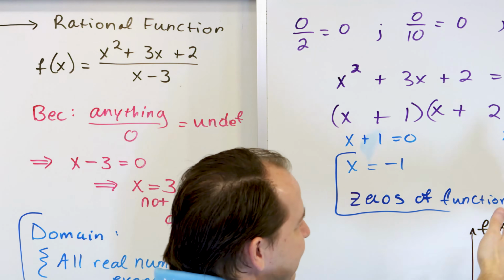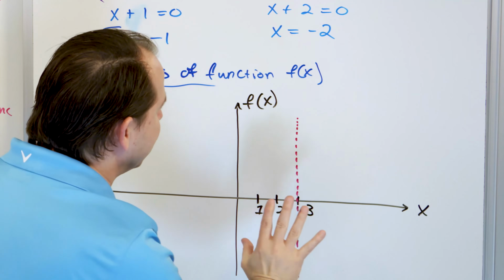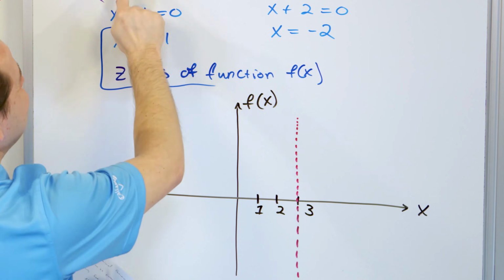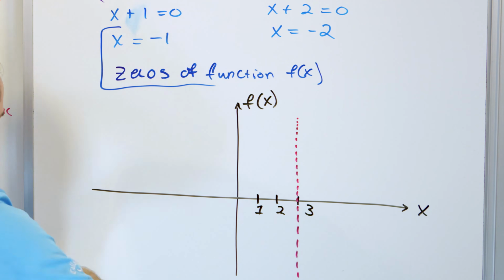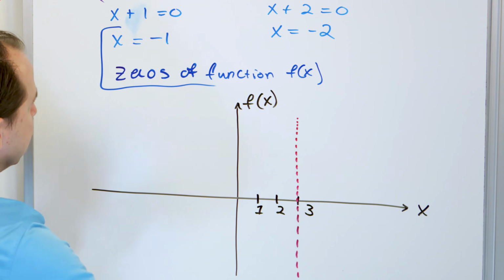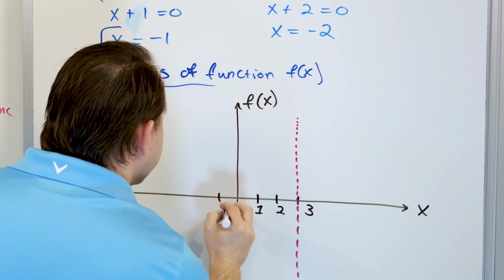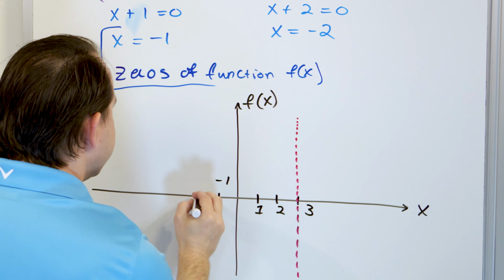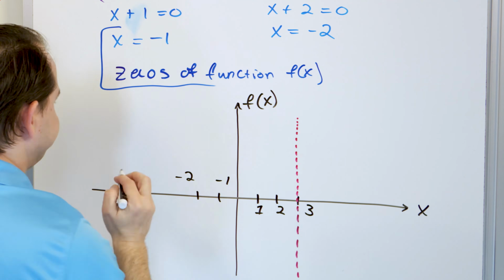So what we do is we put a dotted line here to show that this is going to be a problem point. Now I'll come back to that in a minute. Then we have the zeros of the function. This is where we set the numerator equal to 0. The values of interest here are -1 and -2. So here's -1, and then here will be -2.